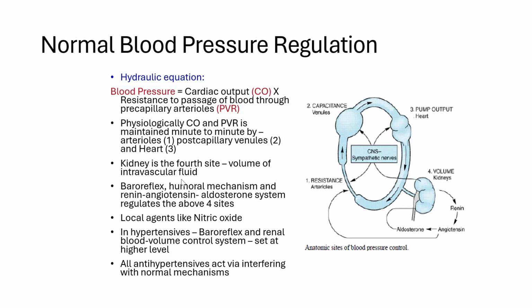The humoral mechanism and the renin-angiotensin aldosterone system also regulate these four sites. That is, the baroreceptor reflex and the RAS, the renin-angiotensin system. Some local mediators like nitric oxide are also involved in this regulatory mechanism. In hypertension, the baroreflex and renal blood volume control system are set at a higher level, as we see in the picture, and all antihypertensive drugs act by interfering with this normal mechanism.